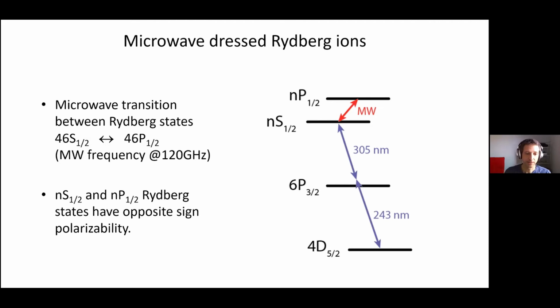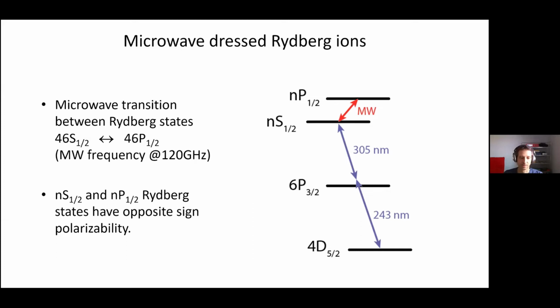Okay, but we can play an additional trick to circumvent that to some extent. If you drive a transition between Rydberg levels with a microwave field, then you can drive transitions, for instance, from the NS1/2 to an NP1/2 level. So the microwave field now couples these two levels. For instance, for principal quantum number n equal to 46, you couple these two levels with a microwave frequency of around 120 gigahertz, which is quite a high frequency, of course. You need a special synthesizer with multiplier and so on to generate that.